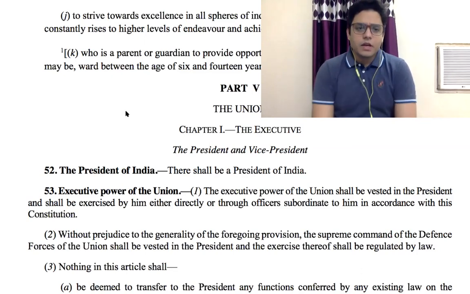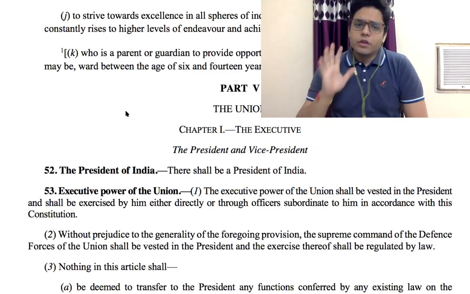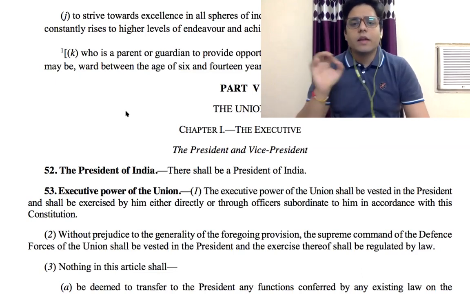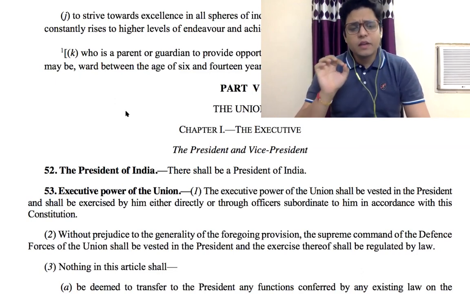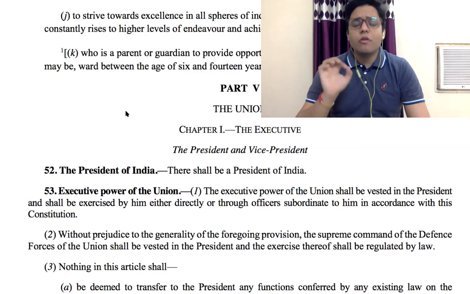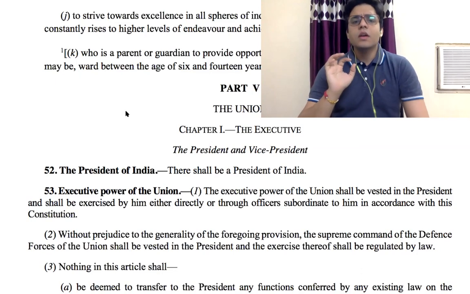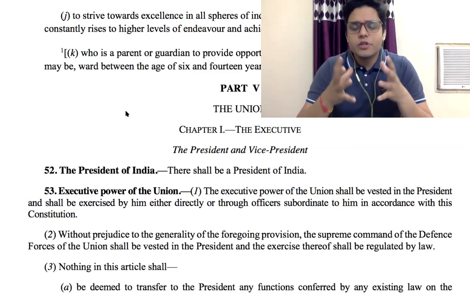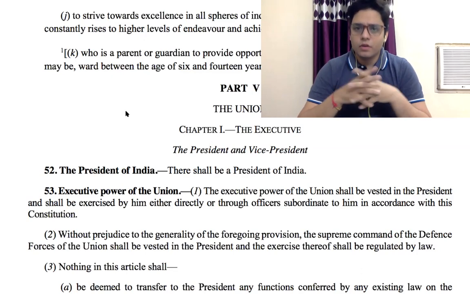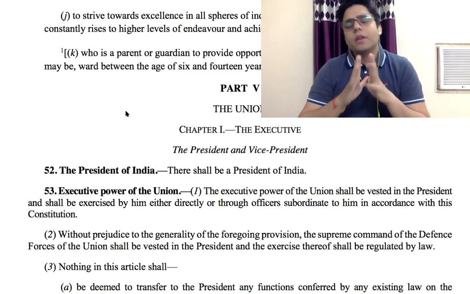Next, Article 53 provides for the executive power of the Union. Sub-article 1: The executive power of the Union shall be vested in the President and shall be exercised by him either directly or through officers subordinate to him in accordance with this Constitution. What this says is that as far as the executive functions of the government are concerned, they shall be vested in the President of India.